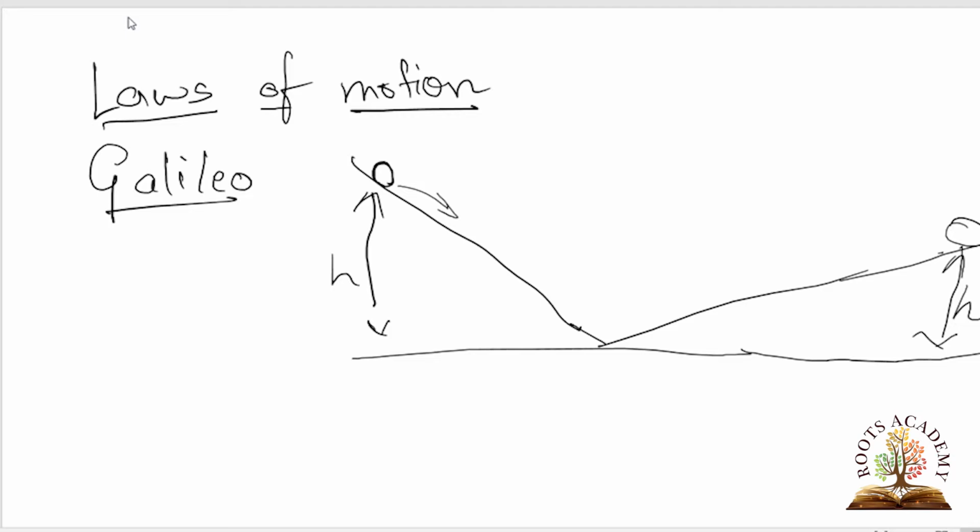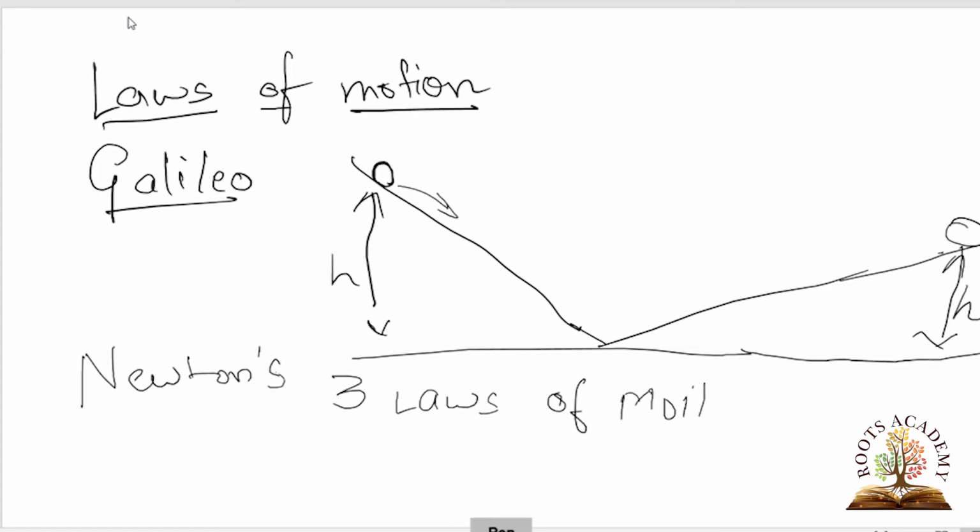So this was Galileo's law of motion, which he observed previously, and using this law of motion, Newton proposed his 3 laws of motion. So can you guys tell me what's the first law of motion?